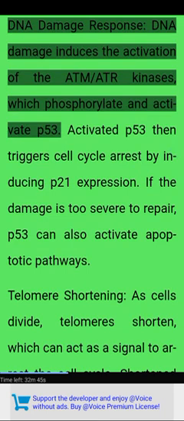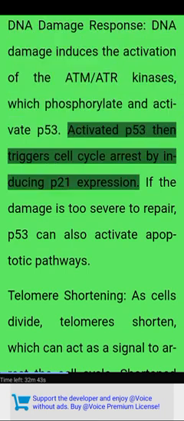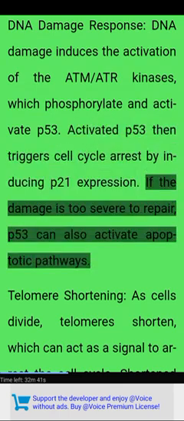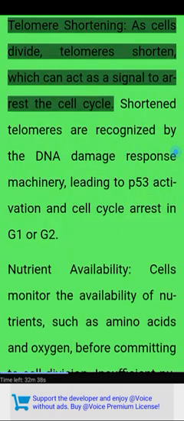DNA damage response. DNA damage induces the activation of the ATM/ATR kinases, which phosphorylate and activate p53. Activated p53 then triggers cell cycle arrest by inducing p21 expression. If the damage is too severe to repair, p53 can also activate apoptotic pathways. Telomere shortening.